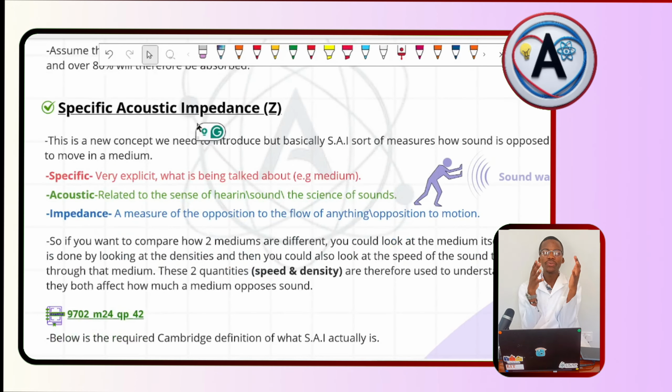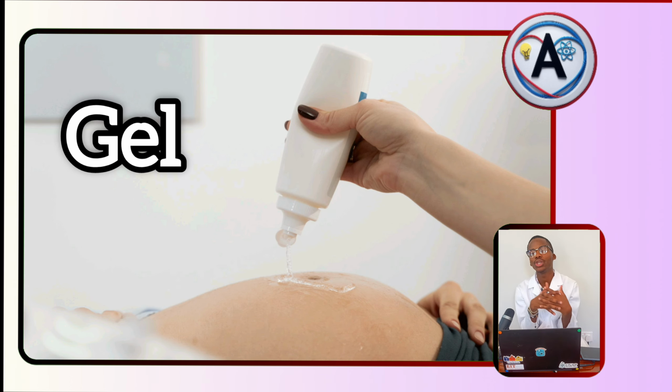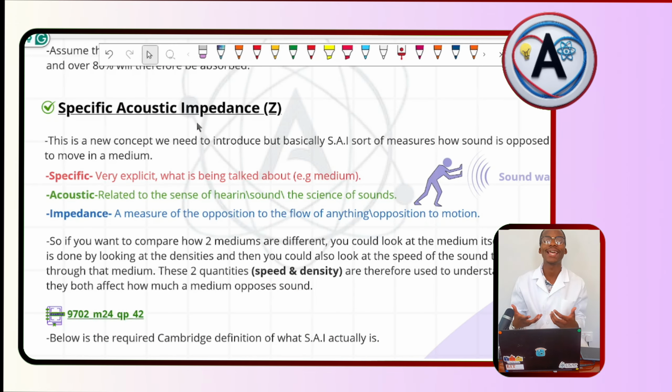Now, in the next two videos, we're going to be introducing very new concepts that don't make sense now, but they will make sense a bit later. These are very important concepts because they help you better understand why gel is being used in the first place. So that's why we need to cover these concepts, so that we can understand how and why gel is put on the skin to begin with.